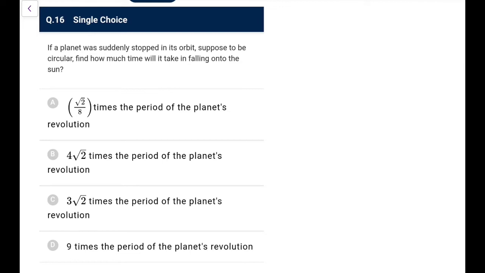What you need to remember regarding this: if a planet was suddenly stopped, supposed to be circular, how much time will it take in falling onto the sun?